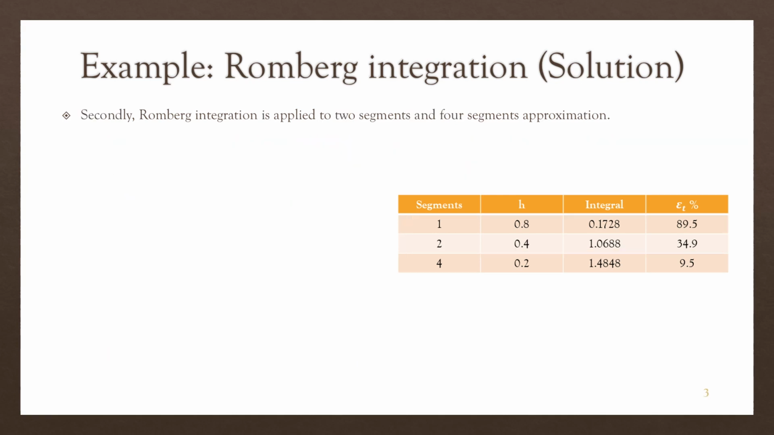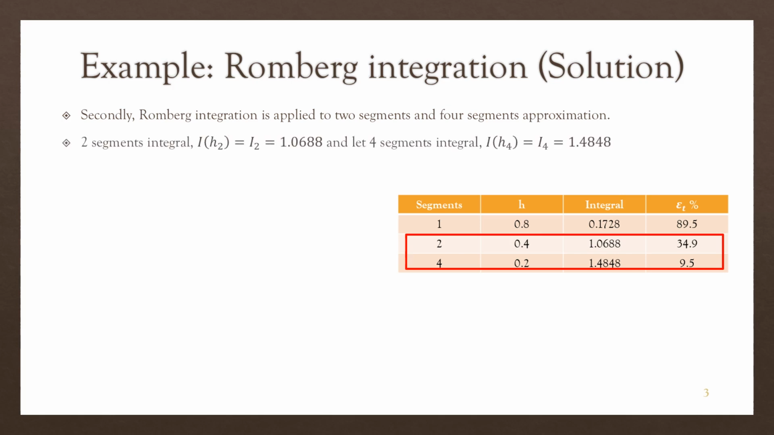On the other hand, we can apply the Romberg integration as well to the two segments and the four segments. So we combine the two segments approximation and the four segments approximation, which is in the red square. So previously we applied to the 1 and 2 segments. Now we apply to the 2 and 4 segments. So we can anticipate that we will get an improved one, but let's check it out.